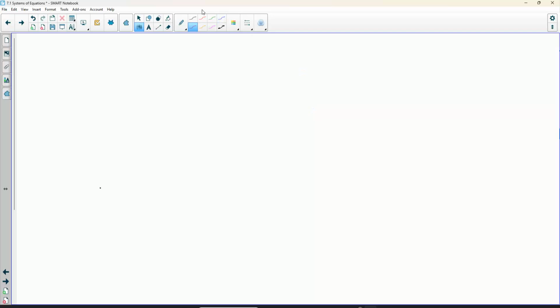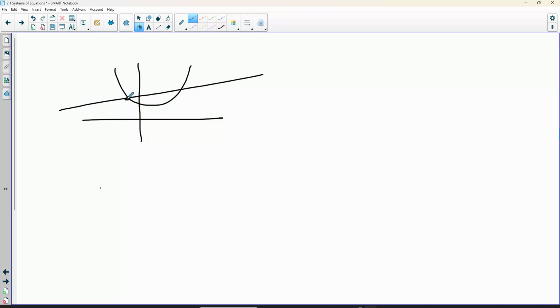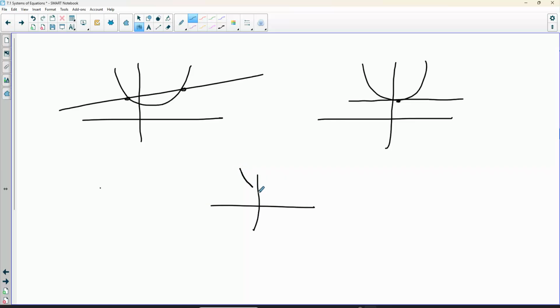But if I'm talking about a system of nonlinear equations, so let's say I gave you a parabola and a line, how many times could a parabola and a line meet? They could meet twice. I looked at something like this. Is there any other option? Could they meet once? If I had something maybe like this. Is it possible to have a parabola and a line that don't meet?